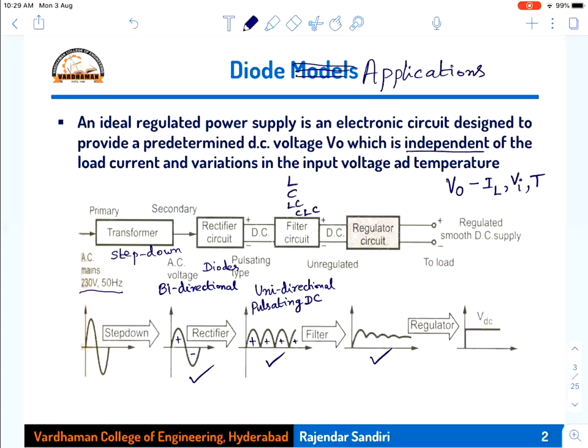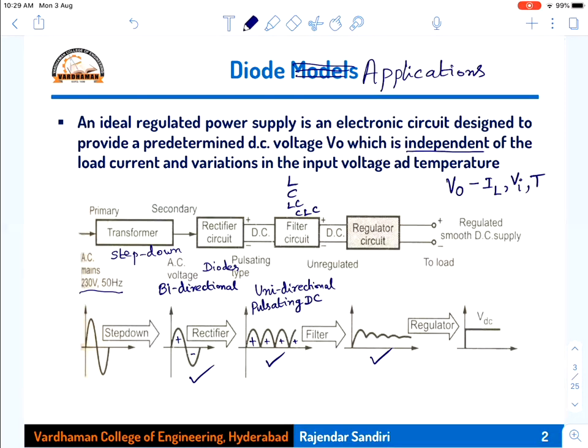The elements present in the filter circuits are inductors and capacitors. Only an inductor can be used as a filter circuit, only a capacitor can be used as a filter circuit, or combinations of inductor and capacitor like LC or CLC. The LC shape of the circuit is L shaped, with the inductor in series and the capacitor in parallel, or it can be in the CLC fashion, which is nothing but pi shape. So a capacitor, then an inductor, and another capacitor. These are the different types of filter circuits: inductor filter, capacitor filter, LC filter, CLC filter.